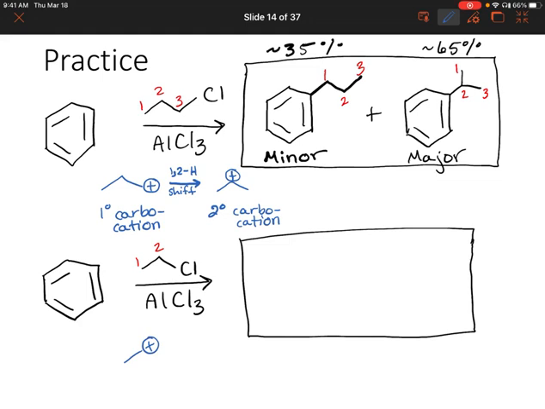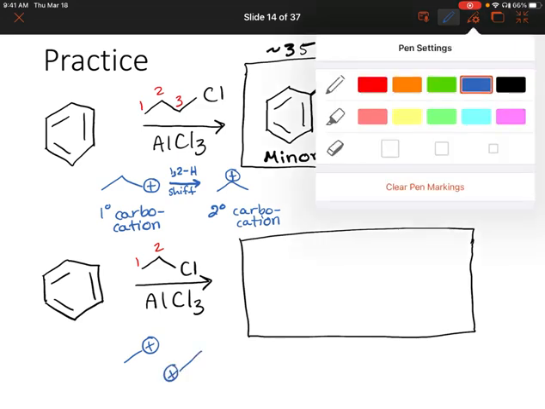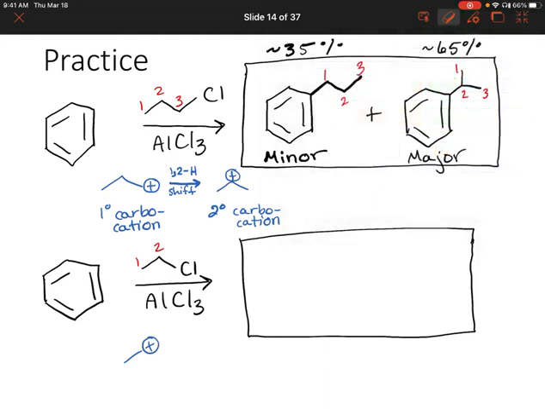And is there any way to create a more stable carbocation? Nope. Even if we shifted a hydrogen over, we'd still have a primary carbocation, right? It would just be on the other carbon, so they're the same. Okay, so that means we only have one product for this problem. So we'll end up with a benzene ring bonded to an ethyl group.